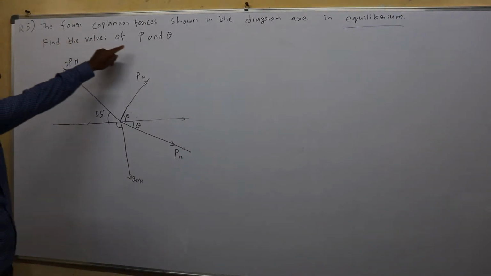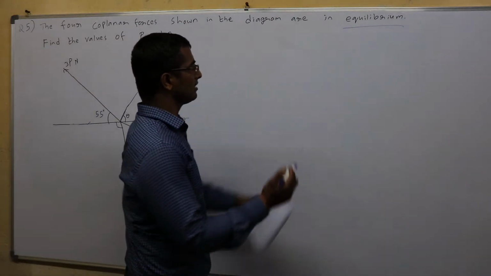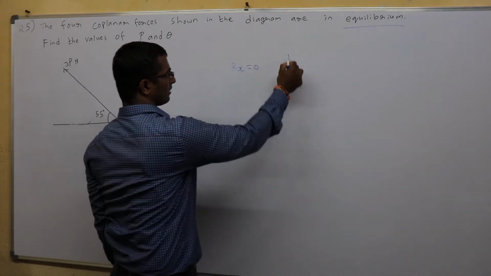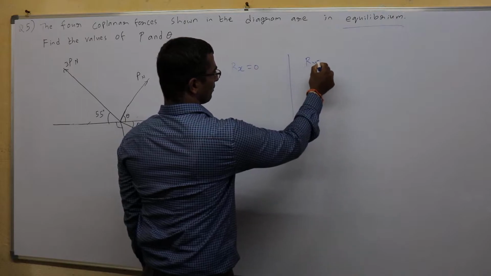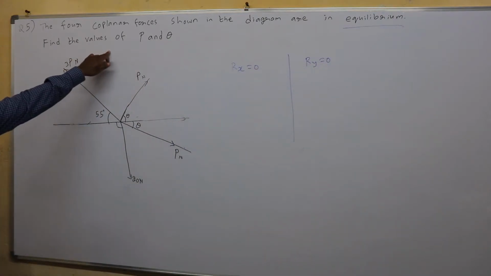The four coplanar forces shown in the diagram are in equilibrium. Underline this equilibrium and what could you write? Rx equal to 0 and Ry equal to 0. Find the values of P and theta.